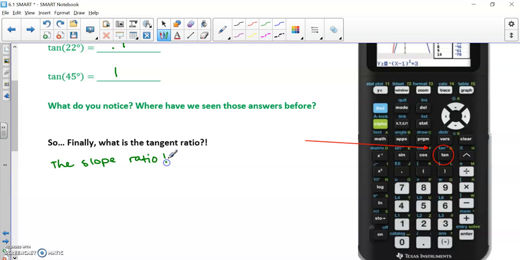Okay, so essentially what the calculator is doing is that it knows what the ratio is for every single slope angle in existence. So really, tangent is the rise over the run.